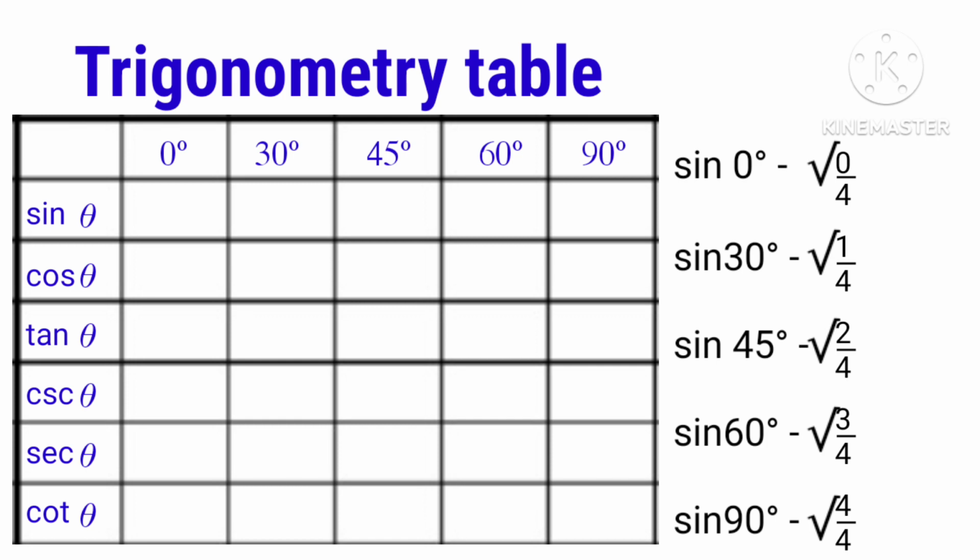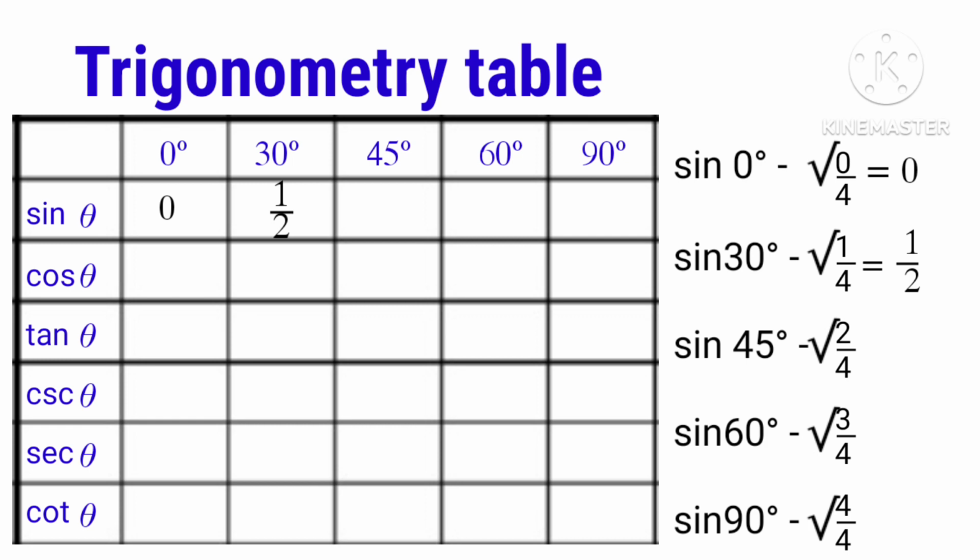Here, first we see sin 0 degree. So here there is square root of 0 by 4. So for any number, if the numerator is 0, the answer will also be 0. So sin 0 degree is 0. Next sin 30 degree. There is square root of 1 by 4. So square root of 1 is 1 and the value of square root of 4 is 2. So the value of sin 30 degree is 1 by 2.